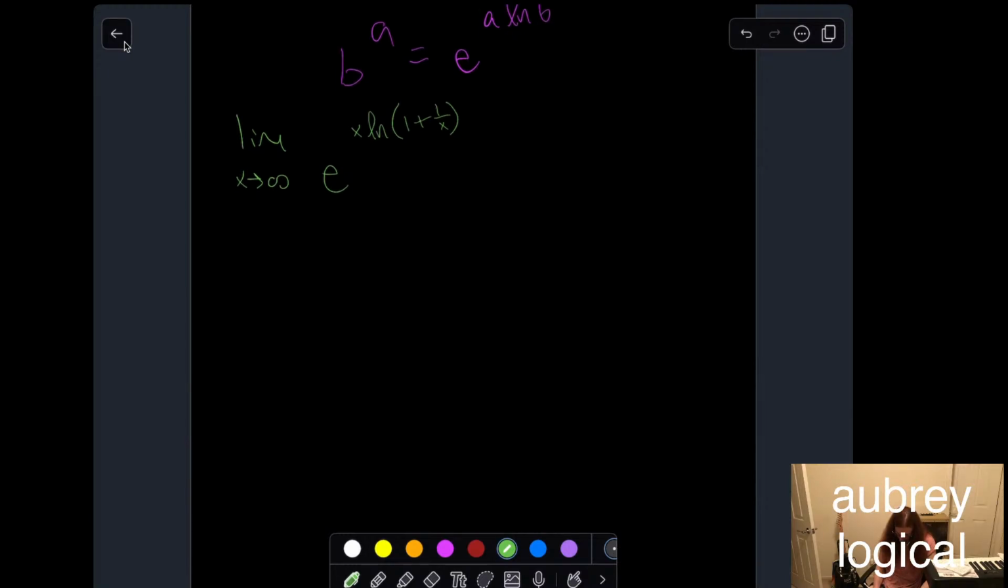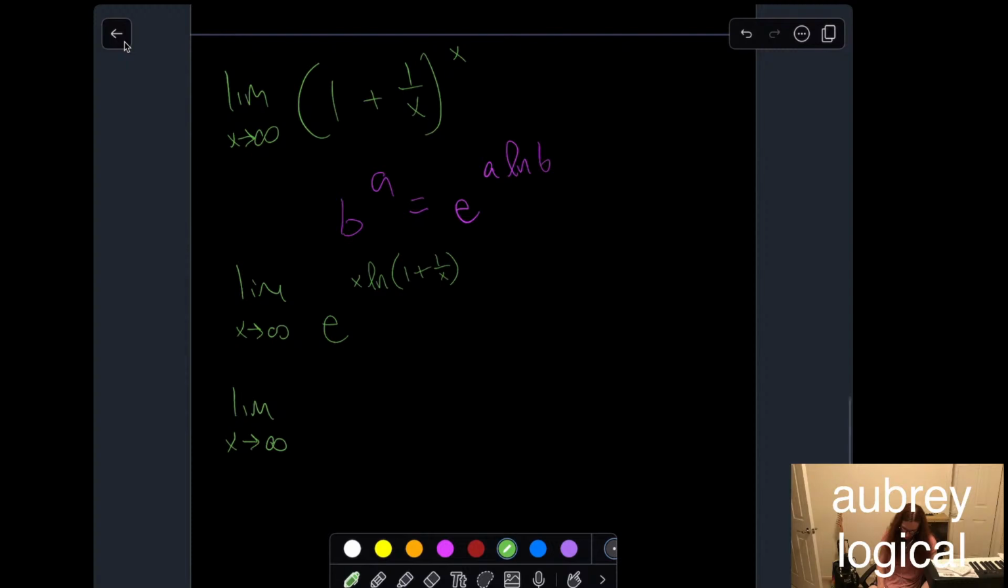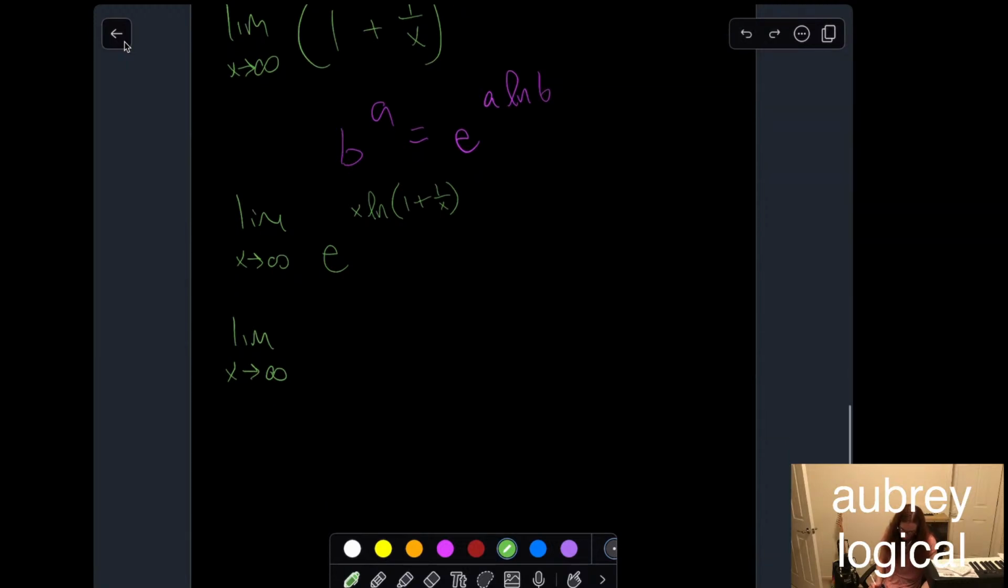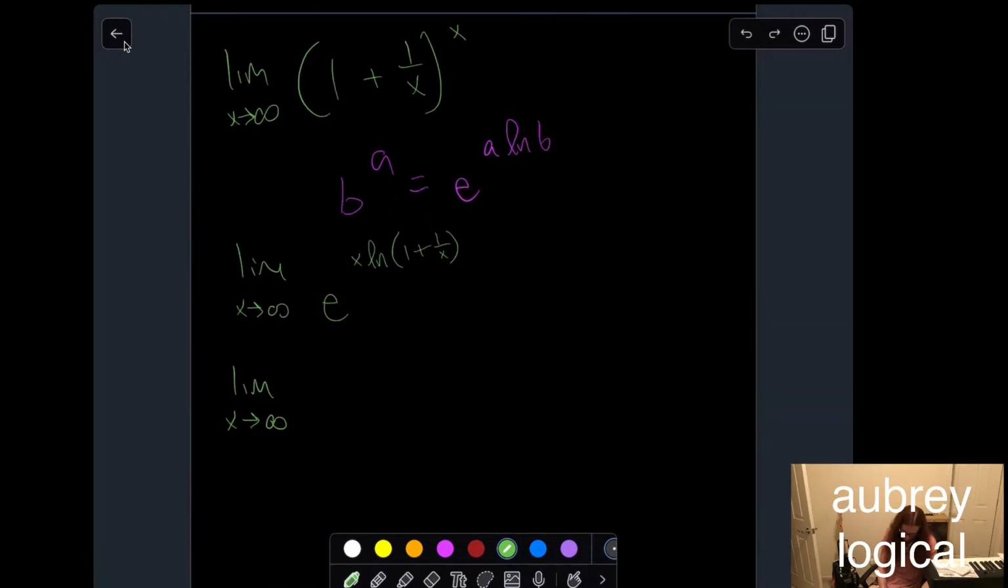So now that we've used our log rule in order to exponentiate and get the x down out of the exponent and bring it down to the front, now we're doing L'Hopital's. So we're going to get it in the quotient form. But this is product form.